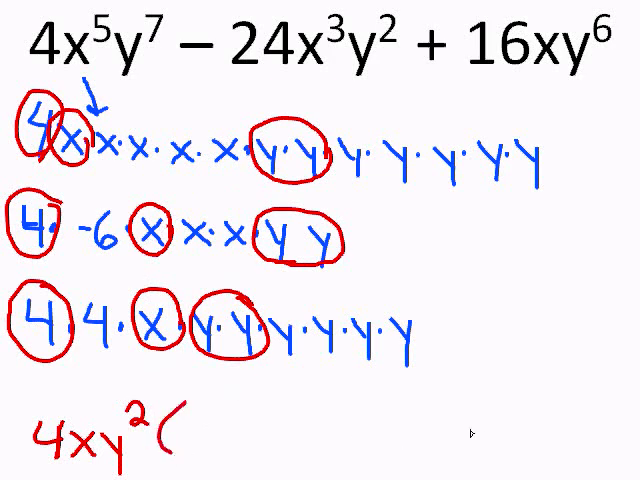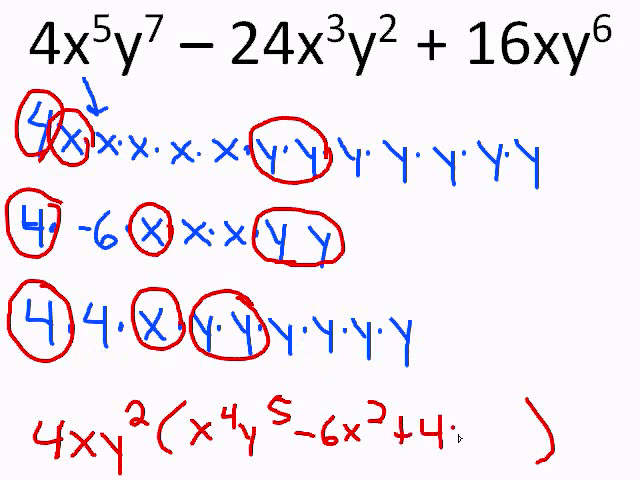Now what we do is we list inside parentheses what we have left over after taking that greatest common factor out. So we have x, x, x, x, so x to the 4th, y, y, y, y, y, so we have 5 y's, so y to the 5th. It's a negative 6, and x gives me negative 6x squared. And here I have a 4 and 4 y's, so it's going to be plus 4y to the 4th.